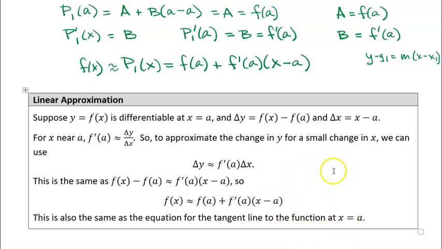So there we go. There's our derivation of our linear approximation. Now it's nothing new. Like I said, it's just a tangent line, and this formula really is just the same as the point slope formula.